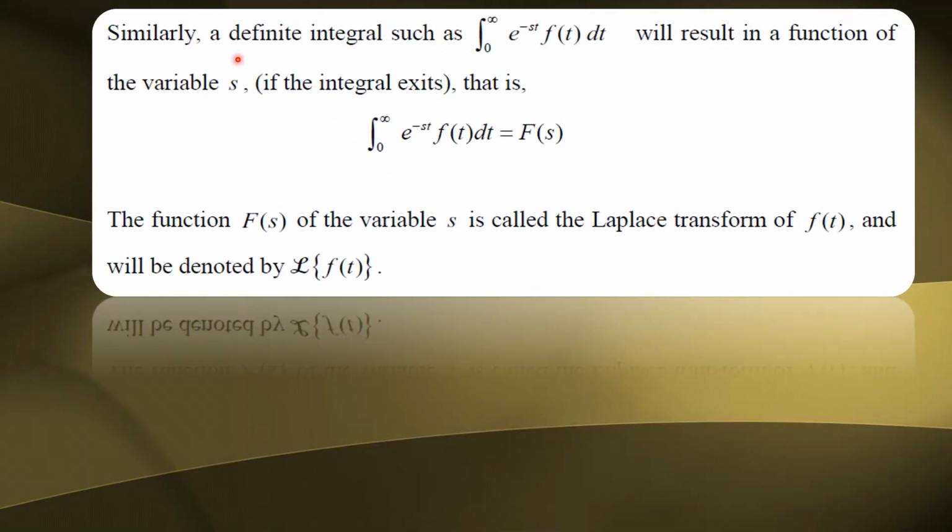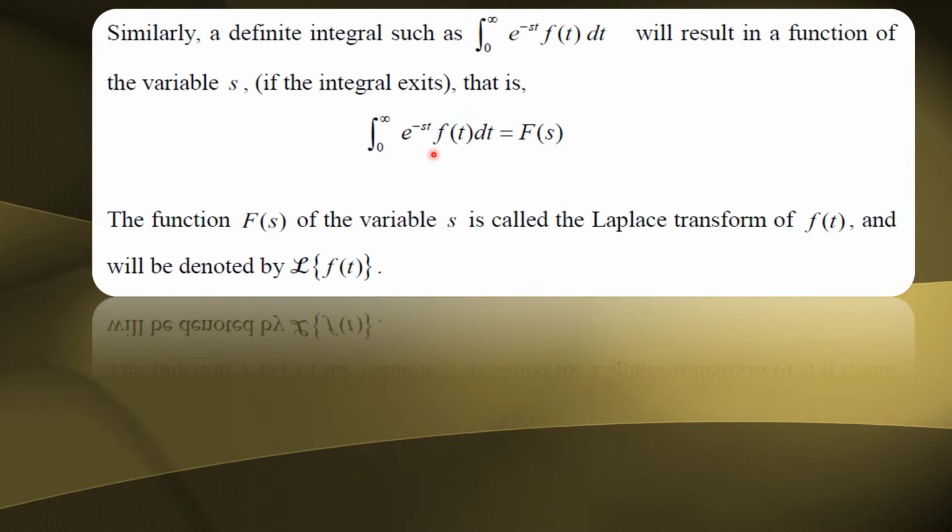Using the same idea in mind, let us understand what happens when we evaluate a definite integral of a function of two variables s and t. Suppose the integration is formed as follows: integration from 0 to infinity of e to the minus st times f(t) dt. So when we evaluate this integral, we are taking t as a number which runs from 0 to infinity. In other words, t is always positive, t larger than or equal to 0.